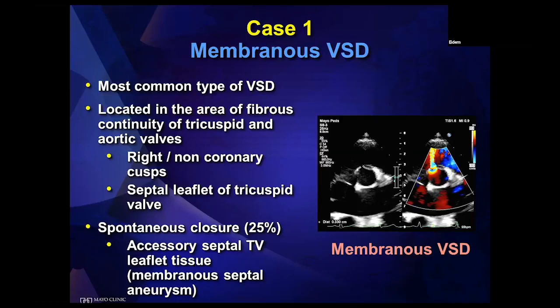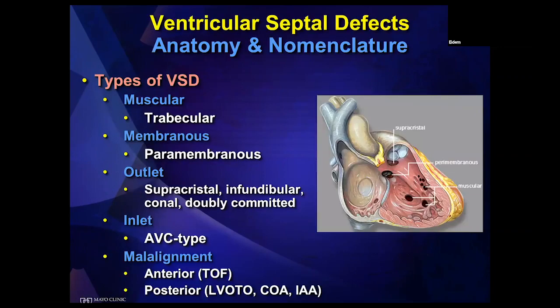It can spontaneously close in about 25% of cases, and it does that by having accessory tricuspid valve tissue that sort of plasters itself over the ventricular septal defect. When that happens, and you see that on an echocardiogram, we call that a membranous septal aneurysm. That's simply accessory tricuspid valve tissue that has either nearly completely or completely closed the ventricular level shunt.